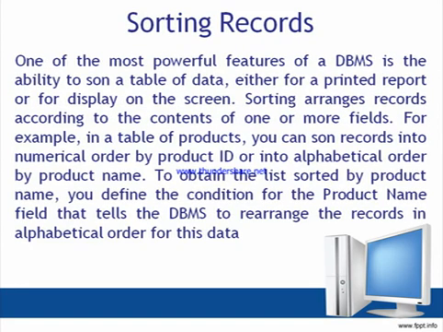Sorting records. One of the most powerful features of a database management system is the ability to sort a table of data, either for a printed report or for display on the screen. Sorting arranges records according to the contents of one or more fields. For example, in a table of products, you can sort records into numerical order by product ID or into alphabetical order by product name. To obtain the list sorted by product name, you define the condition for the product name field that tells the database management system to rearrange the records in alphabetical order for this data.